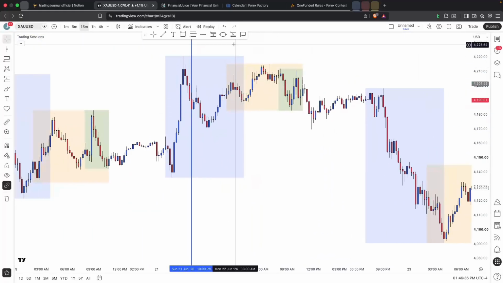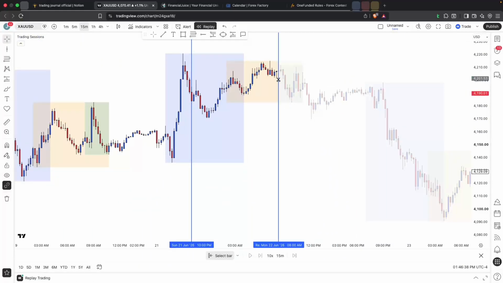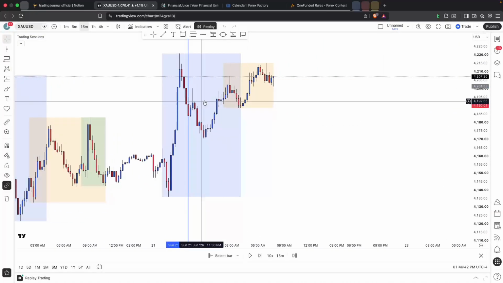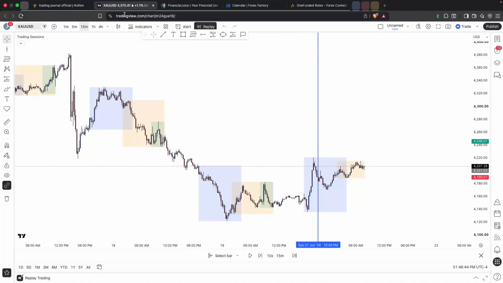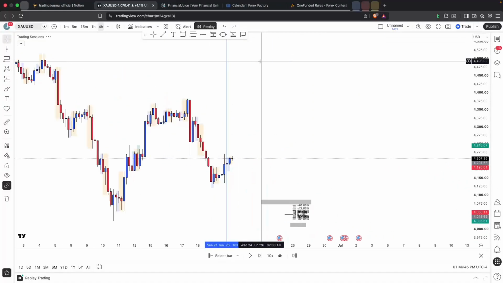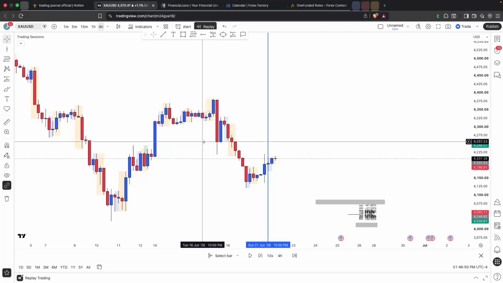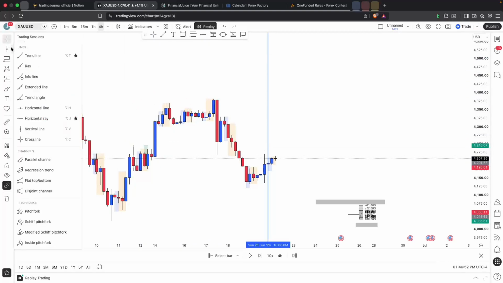So let's go back here. So what day was this? Monday. We see price rally up. It took 4 hours. See what's happening. Break a structure to the downside.